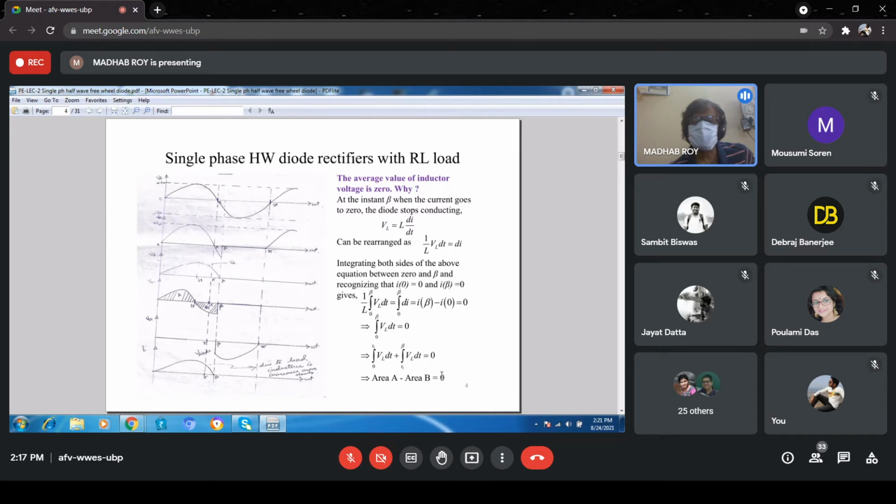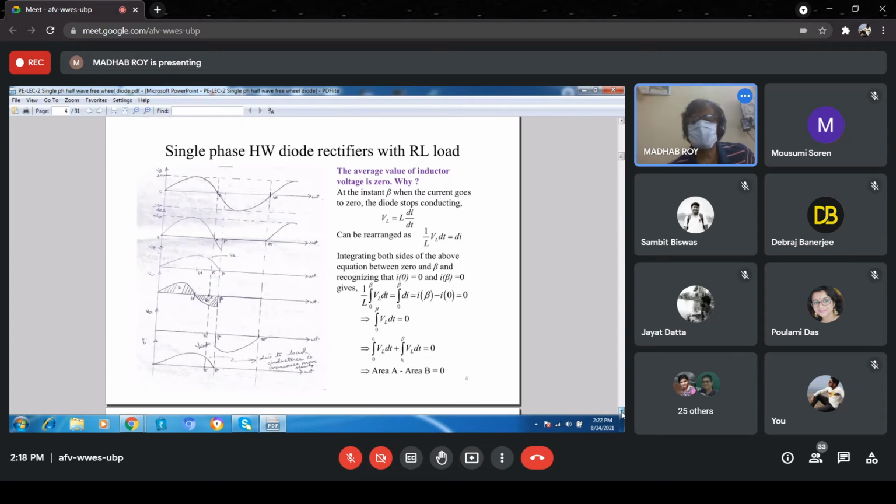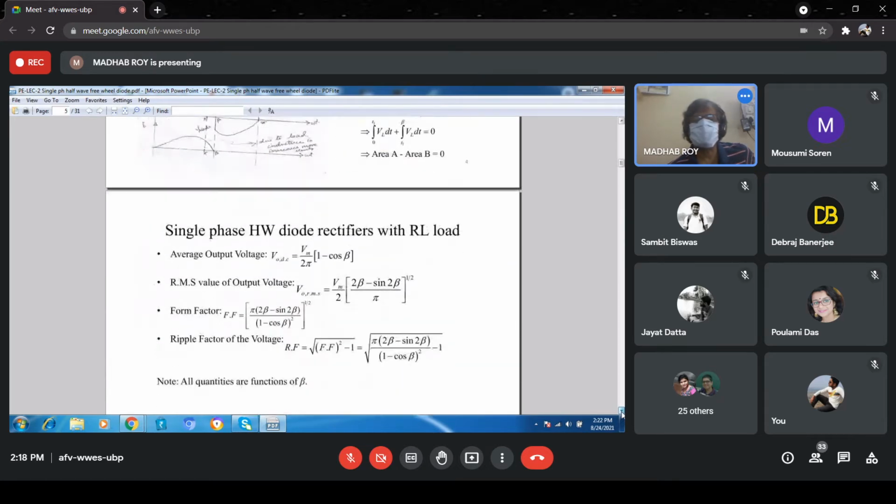because the right hand side is 0. The integral of VL dt from 0 to T1 is called area A, and the integral of VL dt from T1 to beta is called area B, and these are equal. Thereby we say that both areas are equal, and we can say that the average value of the voltage across the inductance is always 0 for a particular cycle.